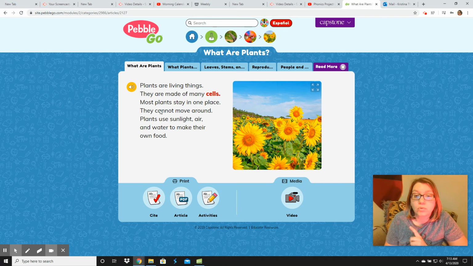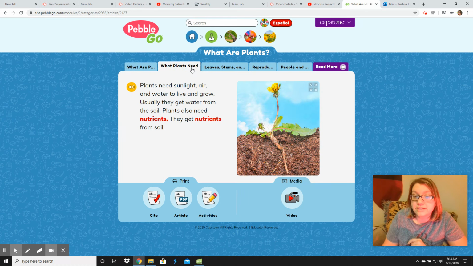Most plants stay in one place. They cannot move around. Plants use sunlight, air, and water to make their own food. So that's a difference, huh? What about the chickens? They couldn't make their own food. I have to feed them, I have to give them chicken feed. And we can make food like in the kitchen, but we can't make our own food in our bodies. We actually have to eat it, right? Plants don't have to do that. They can't go walk to the store and buy some plant food. Plants make their own food inside their leaves. That's pretty cool.